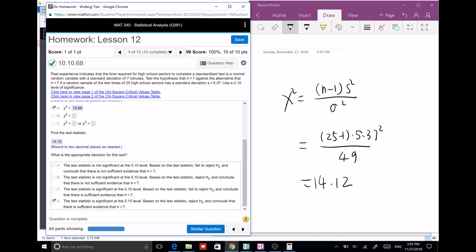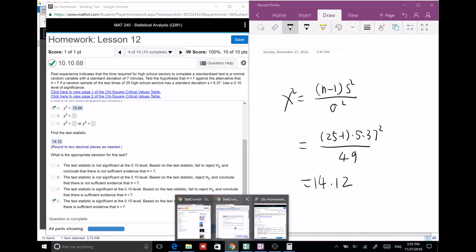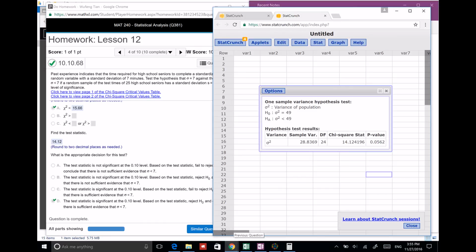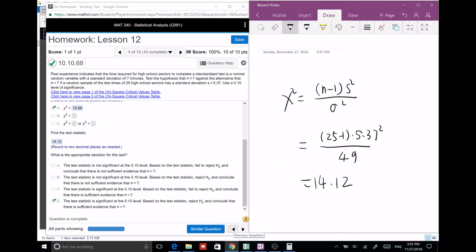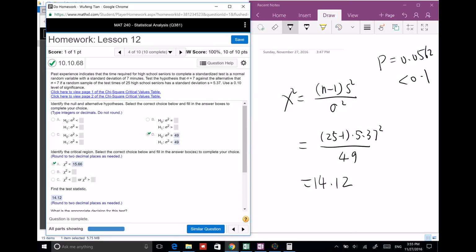can look at the chi-square. This one gives you the p-value of 0.05. P is 0.0562. Compare with 0.1, p is smaller, so you reject the null hypothesis, okay? And the critical value is P(chi-square is less than this).